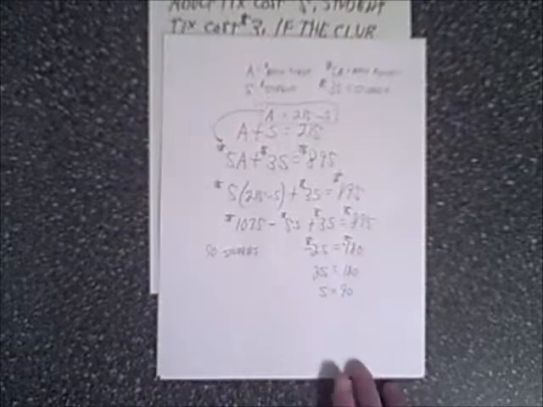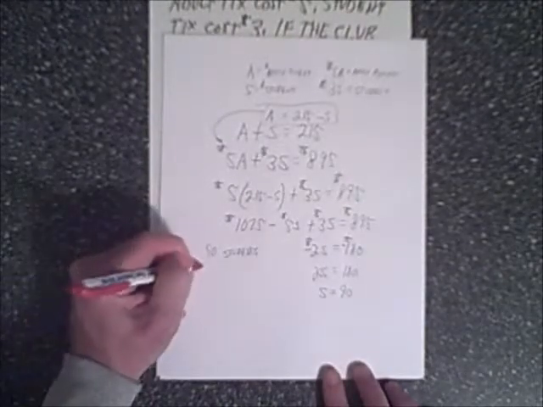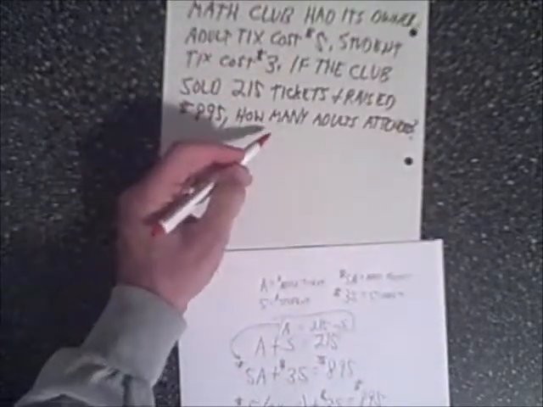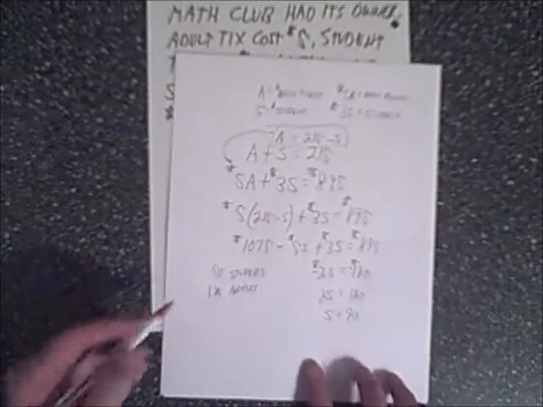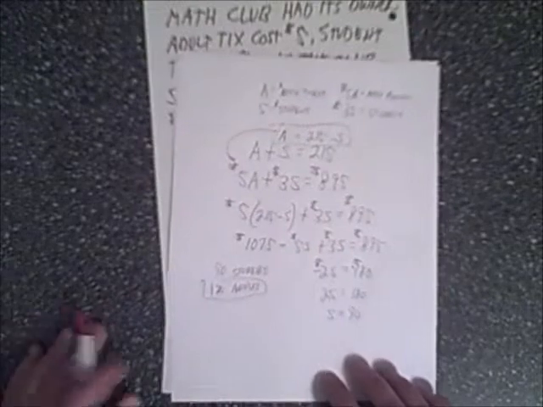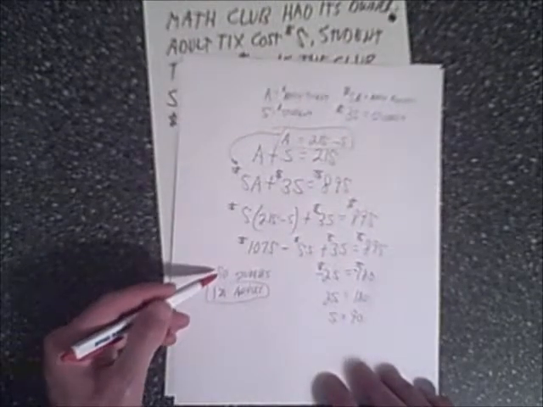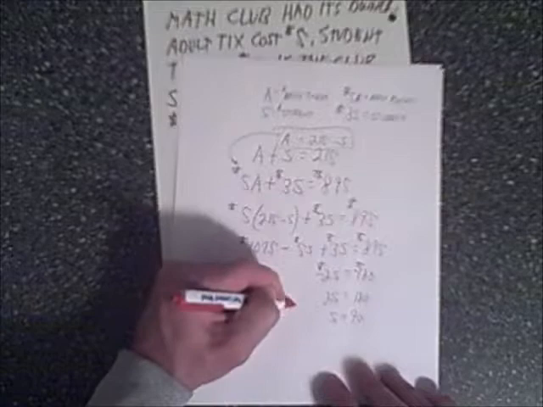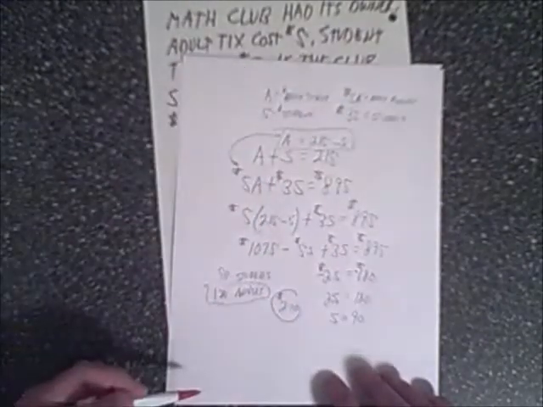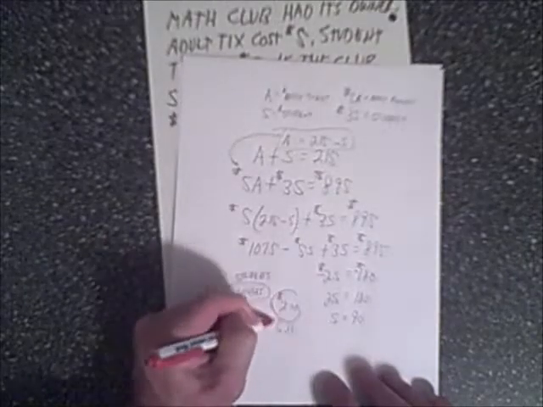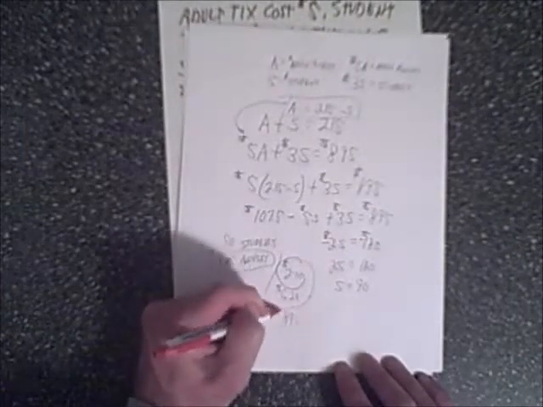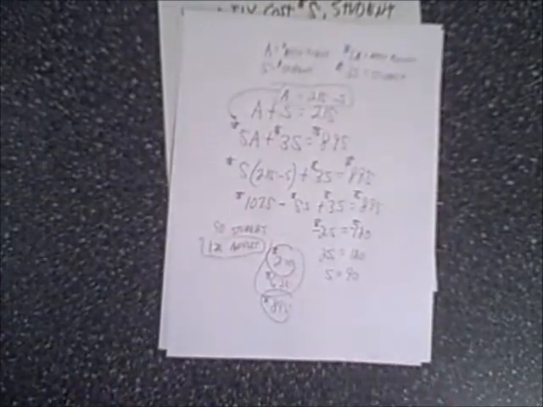Okay, and then of course that means how many adults? 125 adults. And again, we answer our question, how many adults attended? 125 adults attended the math club dinner. And then finally, let's just check our answer. If 90 students showed up, $3 apiece, they paid $270. And 125 adults times $5 apiece, that's $625. And the total for both groups would be $895, and our solution is correct.